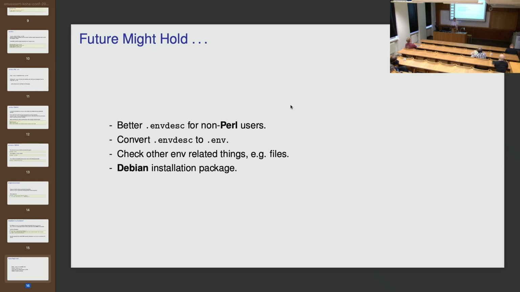There could also be a tool which could be used to convert the .envdesc file to a regular .env file, so that when you're starting your work on a project, you have just downloaded the repository, you would just run the tool, and you would get a .env file.